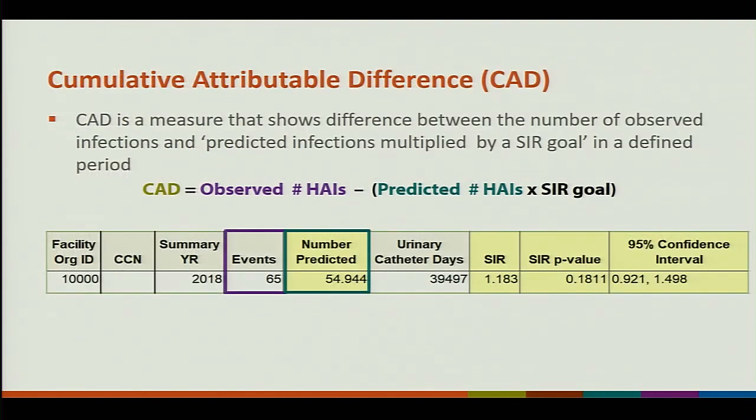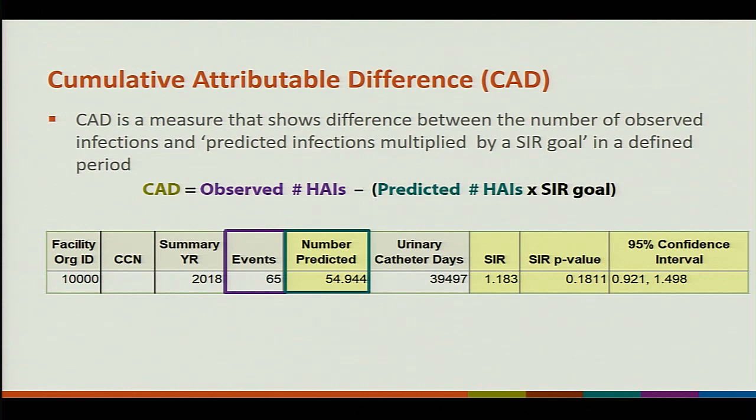Okay? So using those core numbers, we can then create what's called the cumulative attributable difference, or the CAD. And the CAD is going to be a measure that shows the difference between the number of observed infections and the predicted infections multiplied by an SIR goal for a defined period. And if there was any part of that that I really want you to concentrate on, it's the multiplied by an SIR goal. Okay, so we see our equation here.